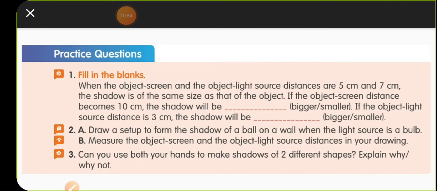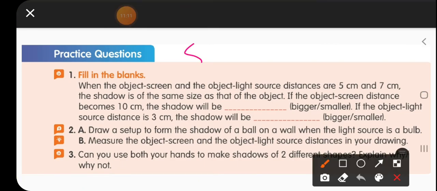So in these practice questions, they are asking: when the object screen and the object light distances are 5 centimeters and 7 centimeters. They are saying that this is the screen, this is the object, this is the light source. When the object screen and the object light source distances are 5 centimeters and 7 centimeters, the shadow is of the same size as that of the object.